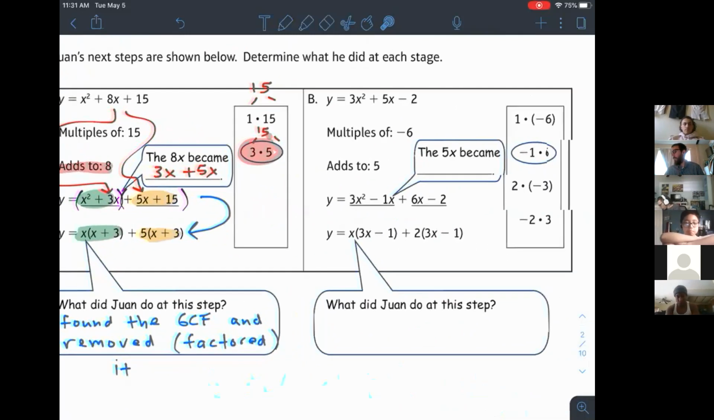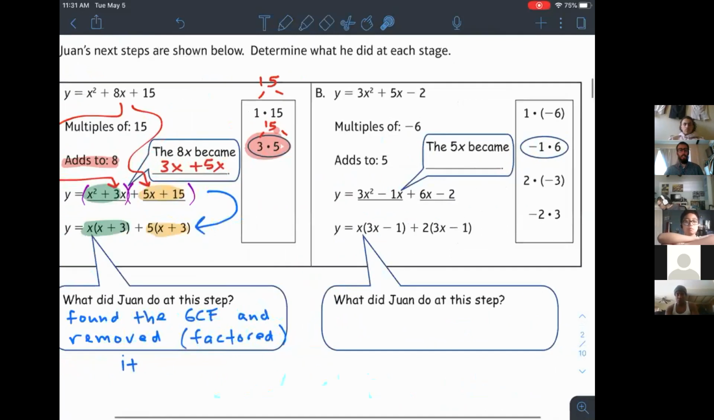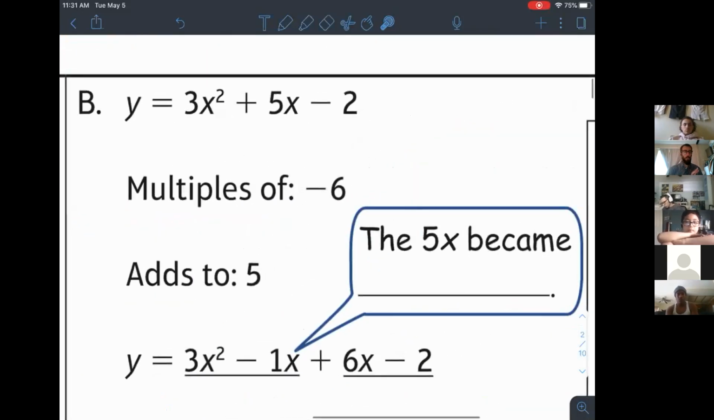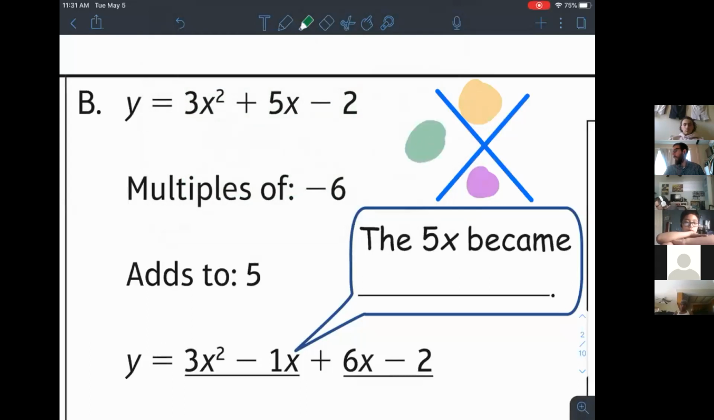Cool. Now, the big difference between A and B, other than the fact that it has different numbers, is that we don't have a leading coefficient, a number in front of x squared, but that doesn't change the game at all. We still use the same steps. When we were working on this together last week, we set up this X chart. And I said, all right, we fill in the top, the bottom, and the sides. Now, they didn't put an X chart on this paper, but we can still use this to our advantage. Does anyone remember what we used to fill in the top of the X chart?